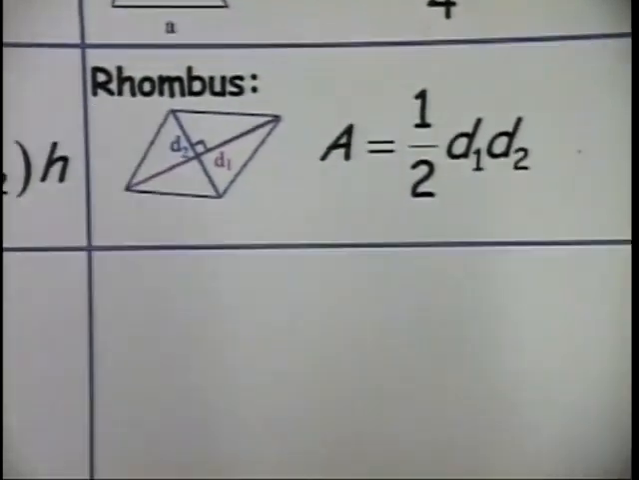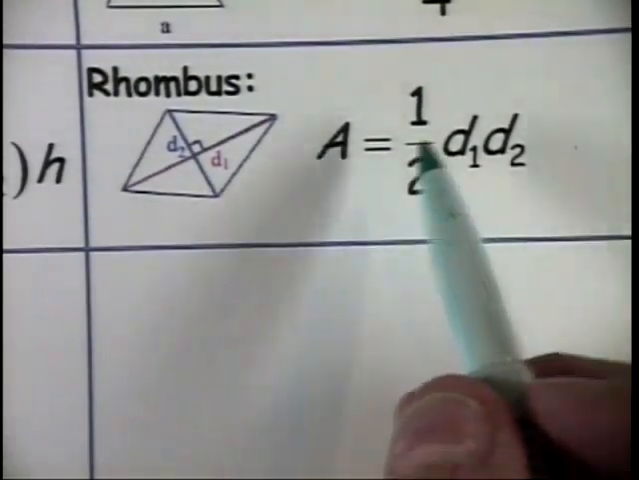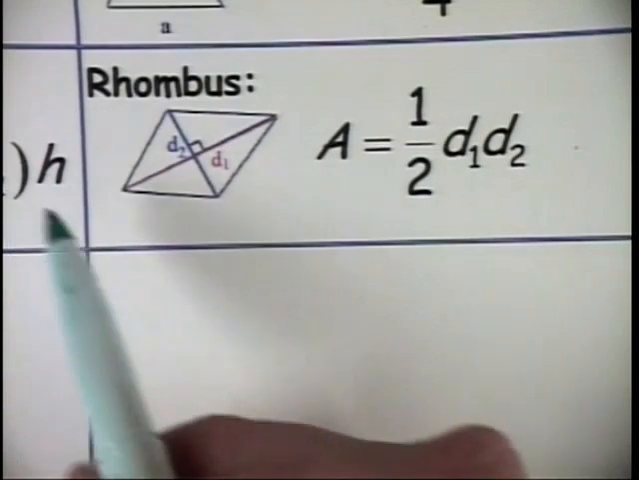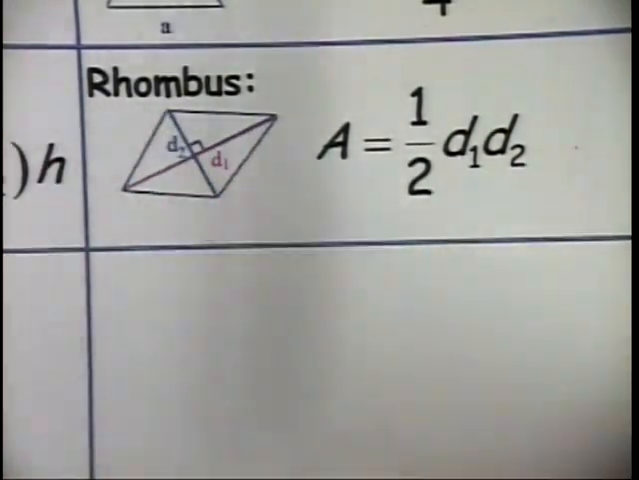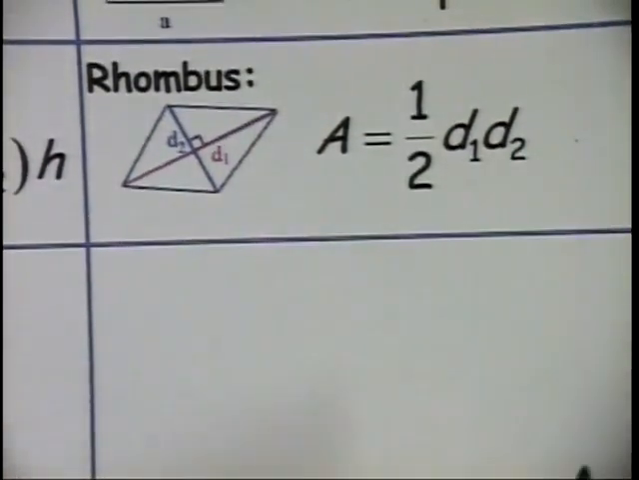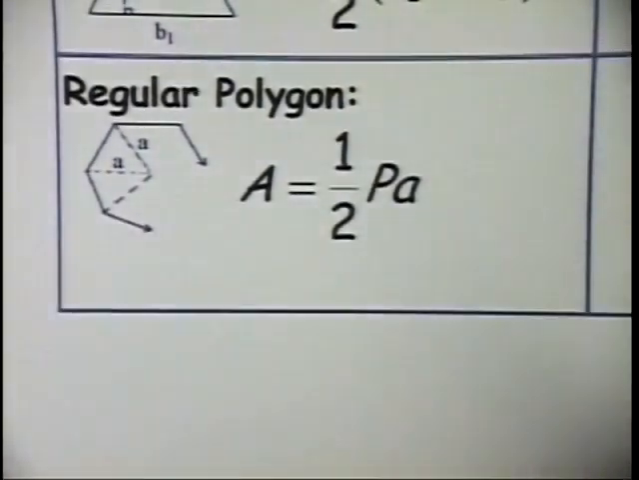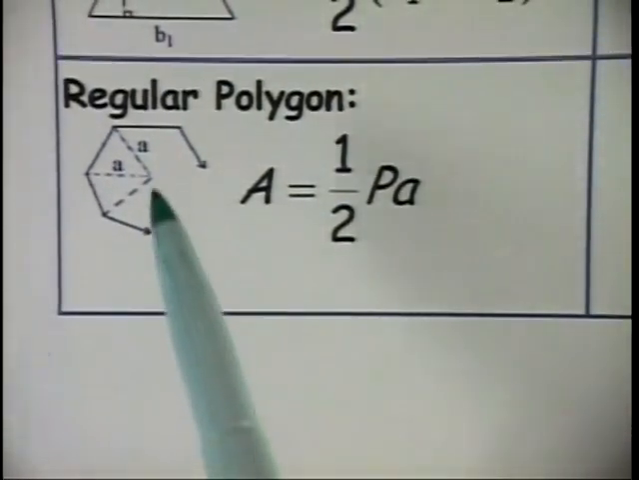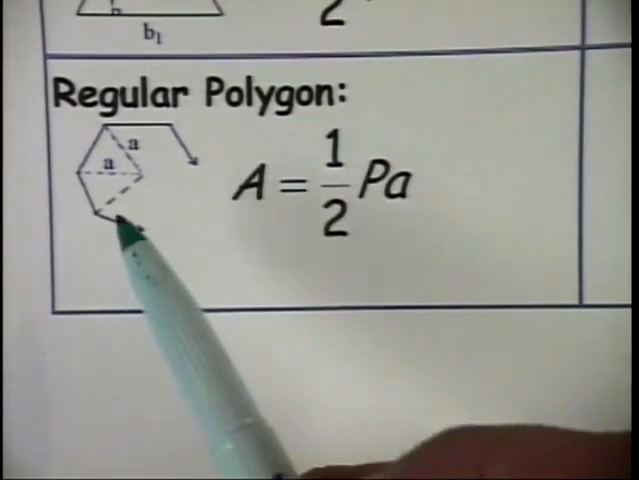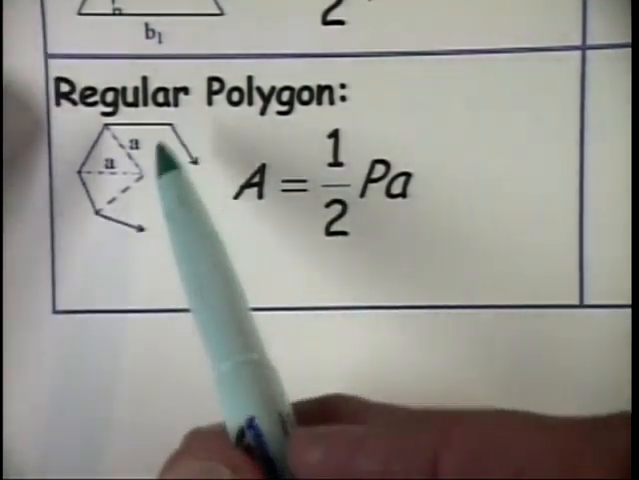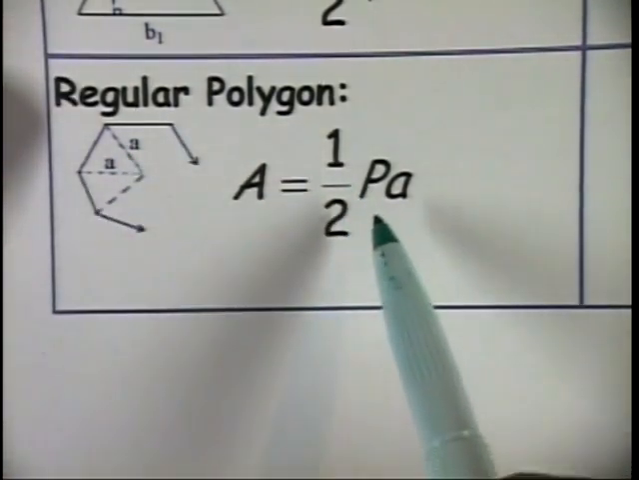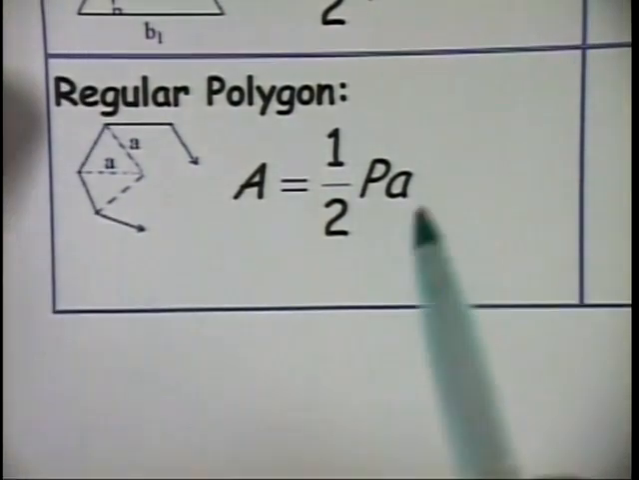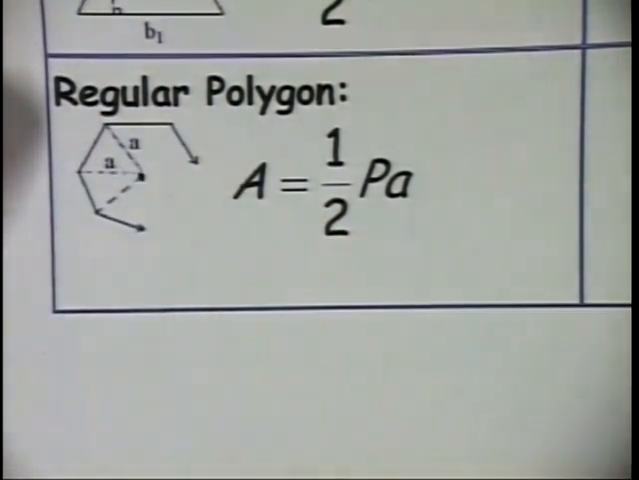Then we have the rhombus. The rhombus's area is 1/2 the product of the two diagonals, d sub 1 and d sub 2. And finally, we talked about this last time, the area of a regular polygon, any polygon with n sides, where all the sides are congruent, is 1/2 p, the perimeter, times a, which was the apothem, remember.